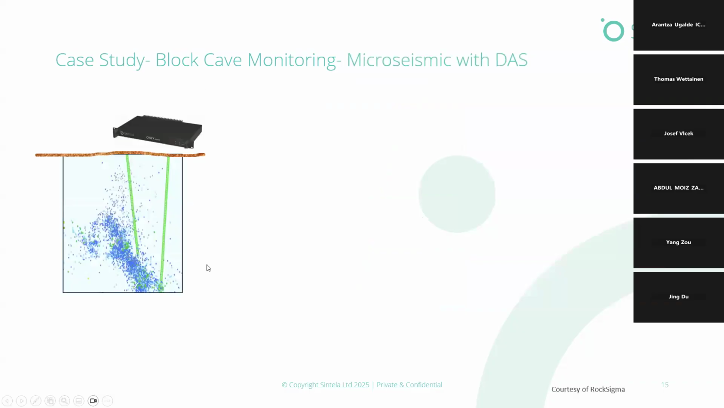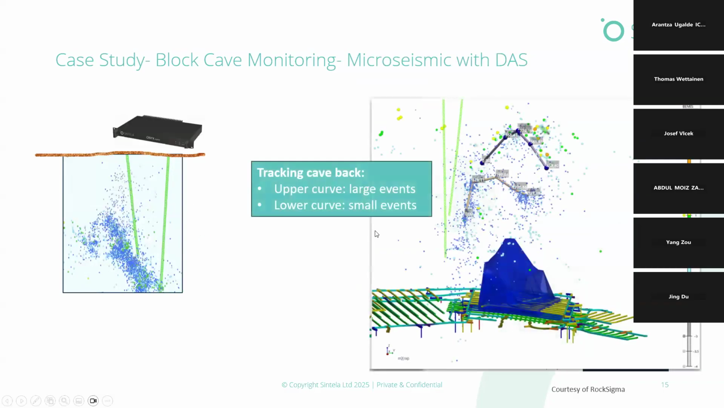So here's the cluster of seismic activity, and here by RockSignal some of the processing data. So the block cave was propagating on the side, the 2 boreholes at around 1.5 kilometers deep each.